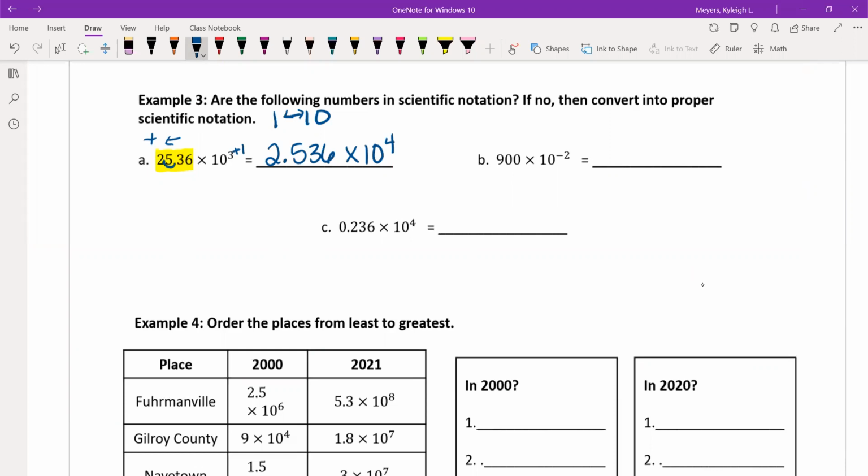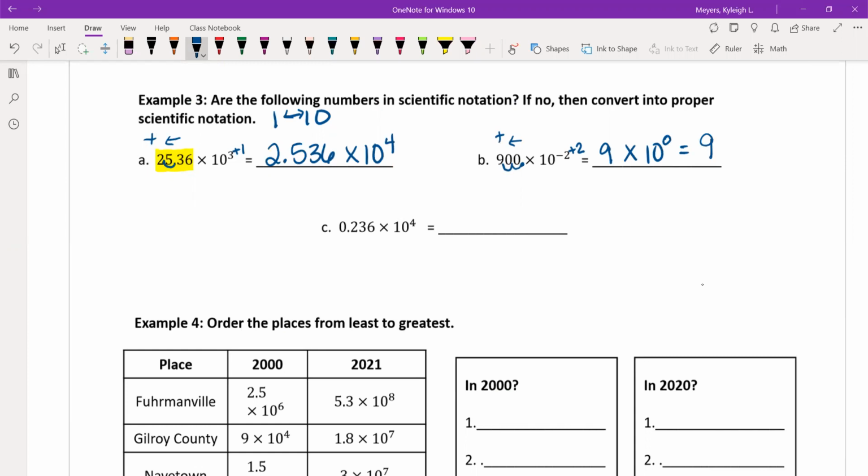Let me know, is 900 times 10 to the negative 2 in scientific notation? Hopefully you're thinking no. Here's the decimal. We have to move it once, twice. We moved it to the left, so we move it positive 2. So it becomes 9 times 10 to the... what's negative 2 plus 2? It's going to be 0, aka it's just 9.